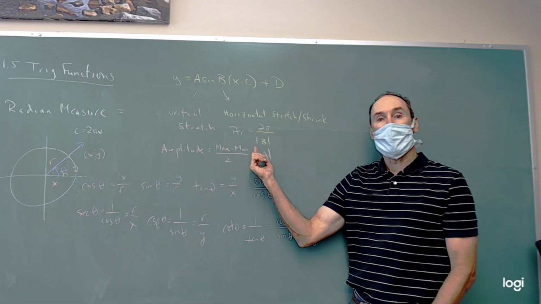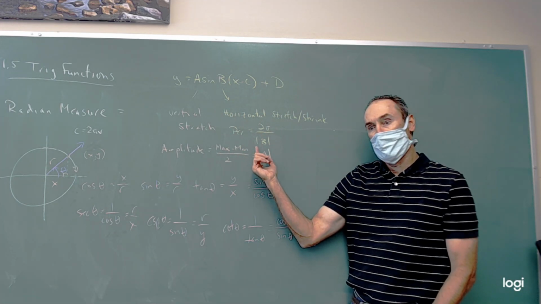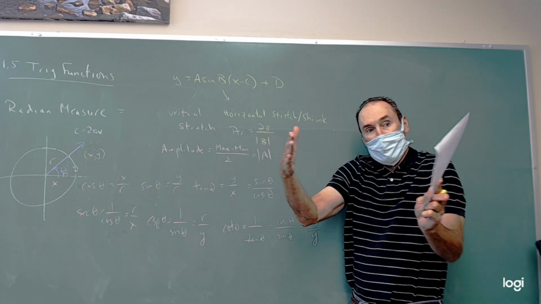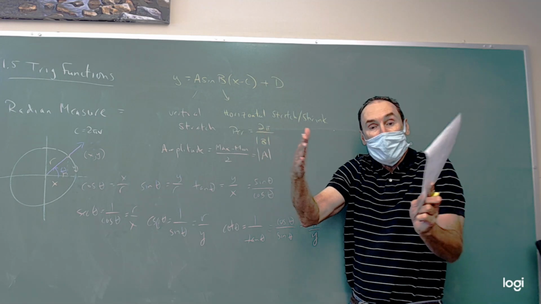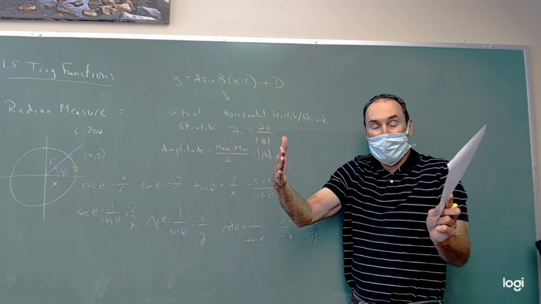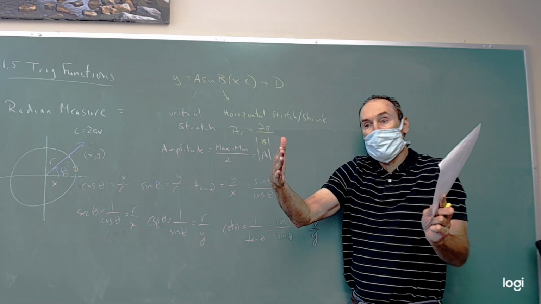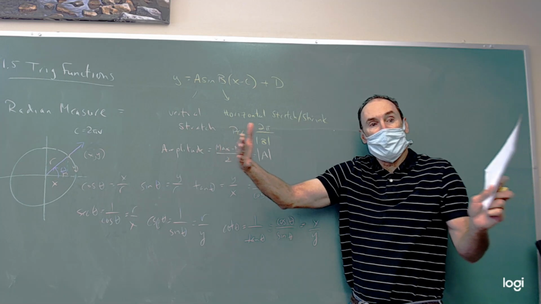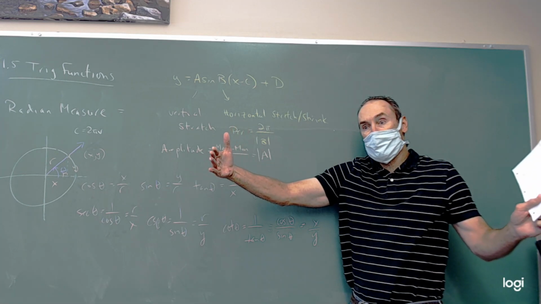And because you're dividing by that, that means that if B is bigger than 1, it's going to shorten the period, which is going to shrink the graph. So a number bigger than 1 shrinks it horizontally, whereas if that number is less than 1, when you divide by it, it's going to make it a bigger number. So that's going to be a horizontal stretch.